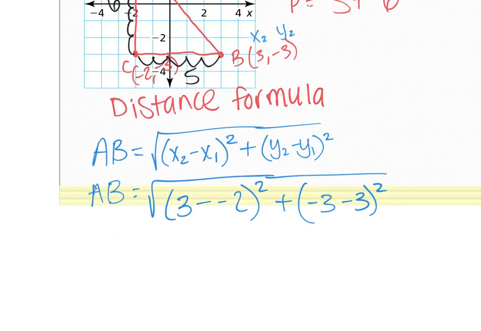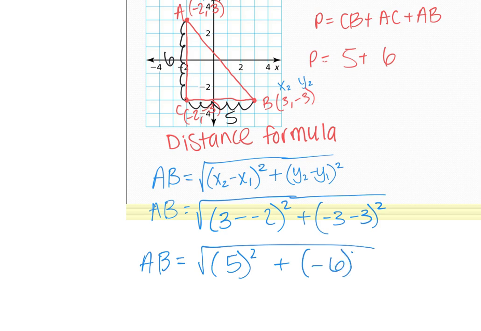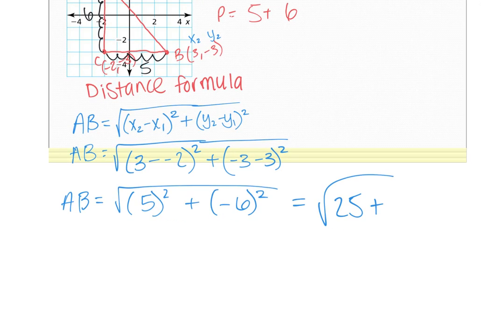Yes. All right, now it just becomes a little bit of algebra and negative signs. AB equals the square root. What's 3 minus -2? 5. 5, thank you. Squared. Plus -3 minus 3. It's not 0, peeps. -6 squared. You guys with me? 5 squared will give me what? So I have the square root of 25 plus, what's -6 squared? 36. 25 plus 36 gives me 61.